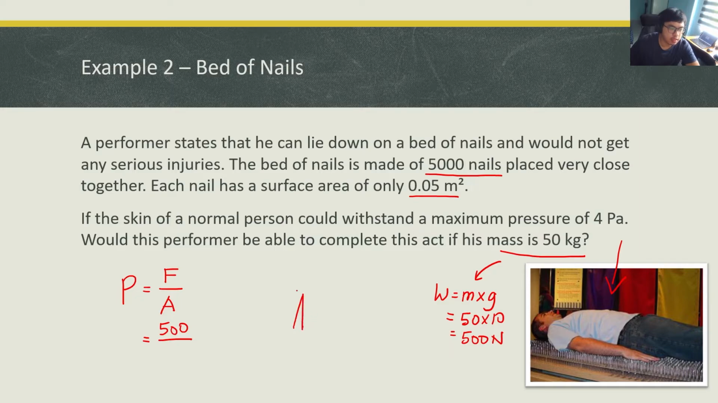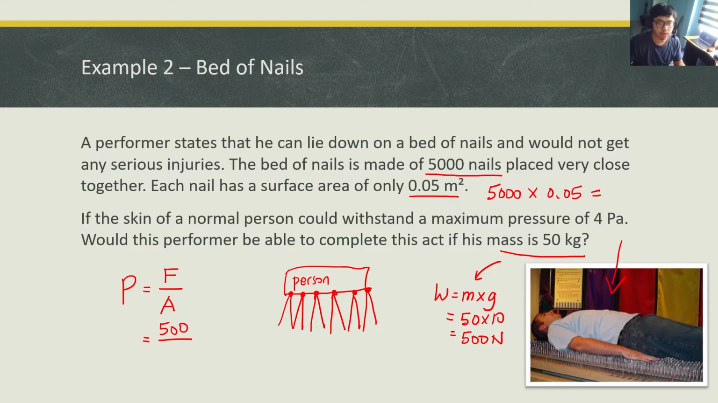So if you look at that, let's say this is the person here, and this is the nail, right? So one nail has a very small surface area, which is 0.05, but all together combined, what is the total surface area between the nails and this person? So it is 5,000 times 0.05. That is equal to 250 meters squared. So 250 meters squared, and we calculate that, and the pressure is 2 Pascal, right?